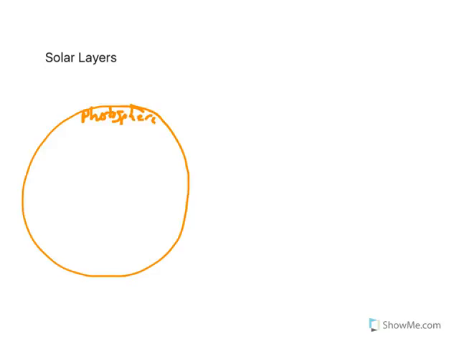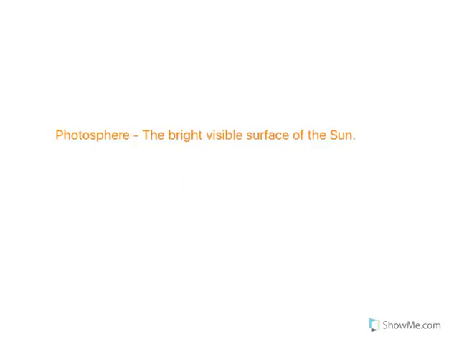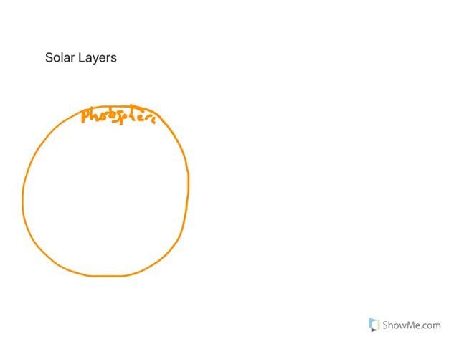Let's put our definitions on another page. The photosphere is the bright visible surface of the sun. It is the surface that you see with your eyes when looking from Earth towards the sun on a bright sunny day. The photosphere is an atmospheric layer of the sun.